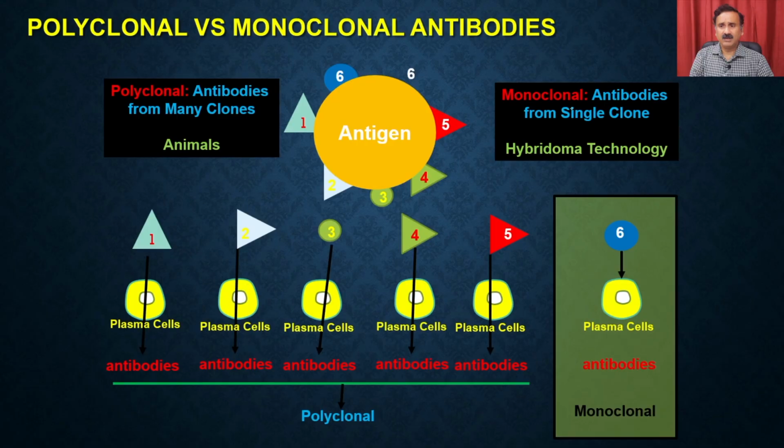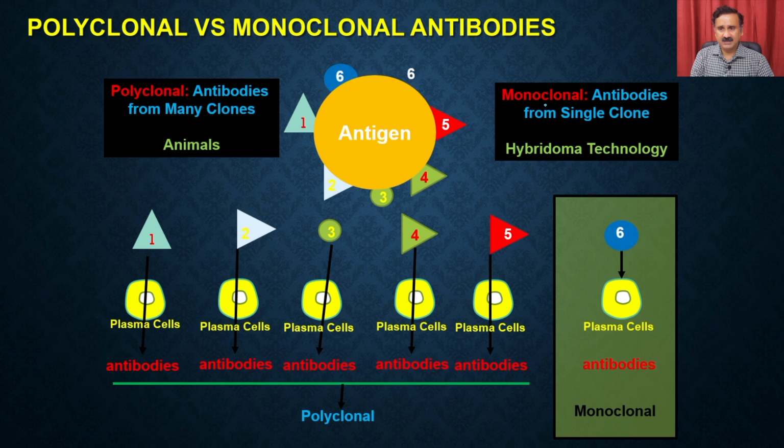While discussing antibodies, we discussed that they can be of two different types: polyclonal antibodies or monoclonal antibodies. What is meant by a polyclonal antibody? A polyclonal antibody comes from multiple clones, whereas a monoclonal antibody is produced by a single clone. In the previous lecture, we discussed how polyclonal antibodies can be produced in animals. Now, in today's lecture, we are going to discuss monoclonal antibodies.